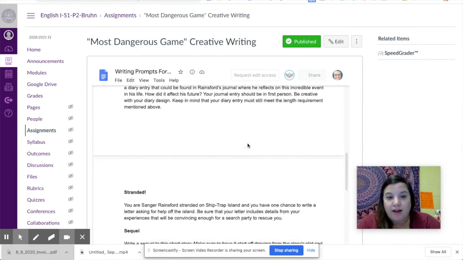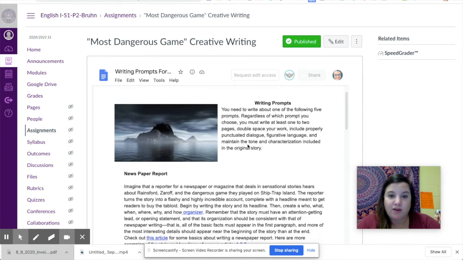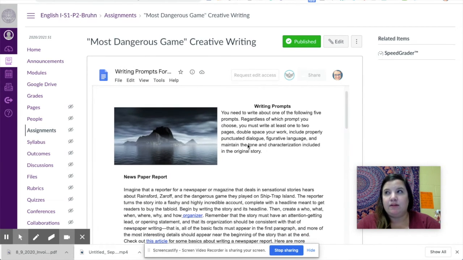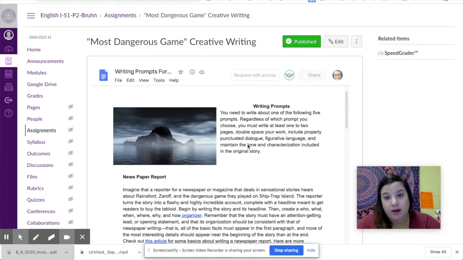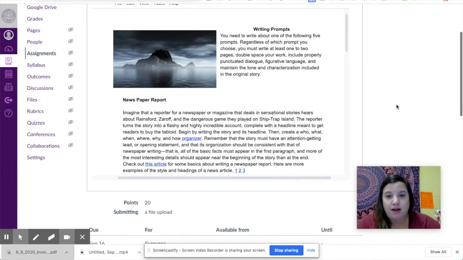So those are your five options, and it really is up to you which one you want to pick. I think some of them are maybe a little bit easier to incorporate the requirements into, but they're all totally fine and pretty easy to meet these requirements.